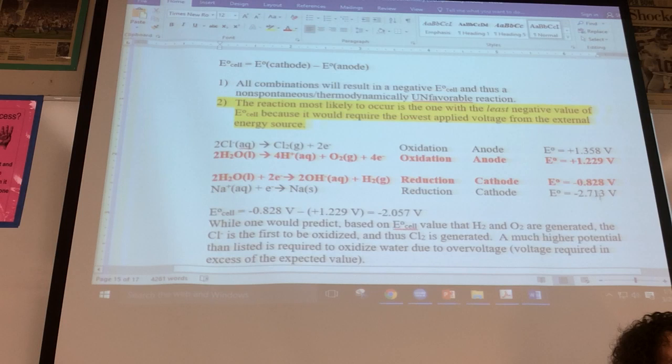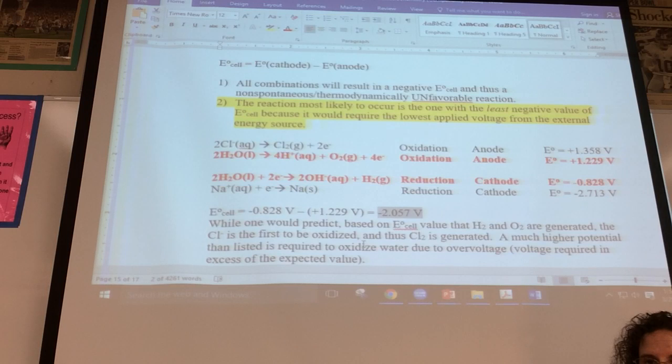So of the two reduction ones, they're both negative. I'm picking the one closest to 0. Of the two oxidation, they're both positive. I'm picking the one closer to 0. And I'm going to do cathode minus anode, and this is my E cell. The delta G would be positive or negative? Positive, always for an electrolytic cell.